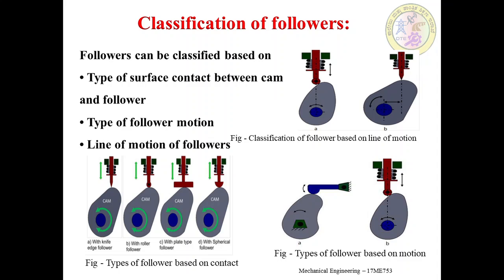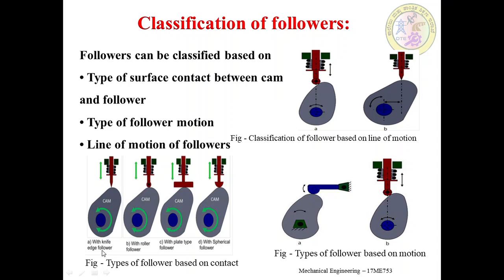First we will take classification based on type of surface contact between cam and follower. Here are the types of follower based on the contact. Four sketches are shown here: the first sketch with a knife edge follower, another one with a roller follower, with a plate type follower, and then a spherical follower. I will discuss one by one.